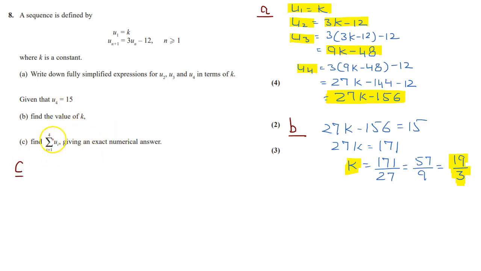Now part C. Part C is find the sum of all four terms. So the terms are k plus 3k minus 12 plus 9k minus 48 plus 27k minus 156.